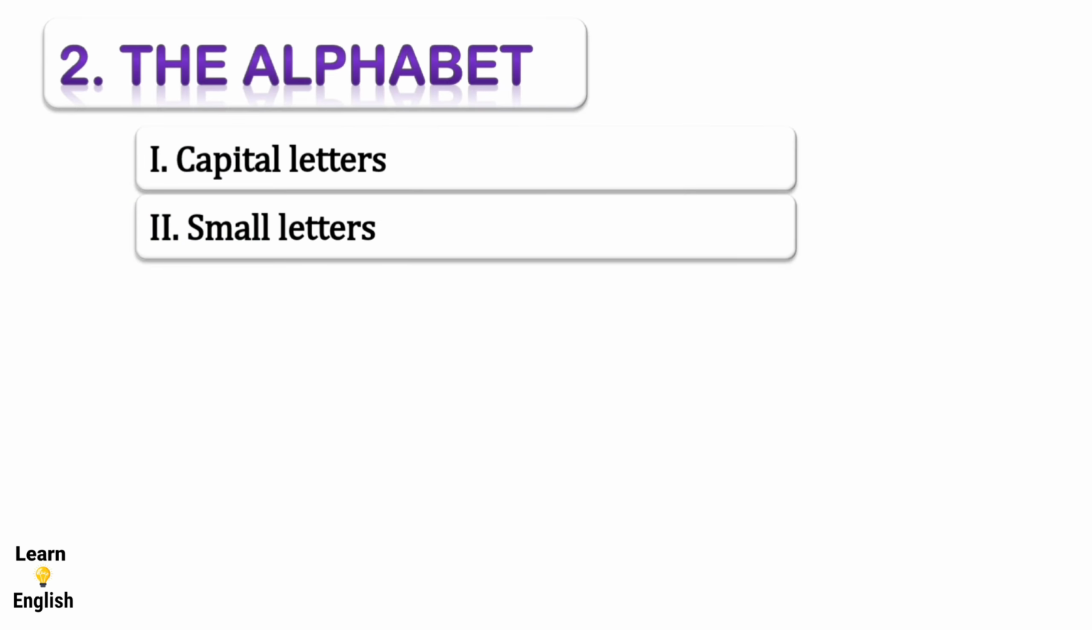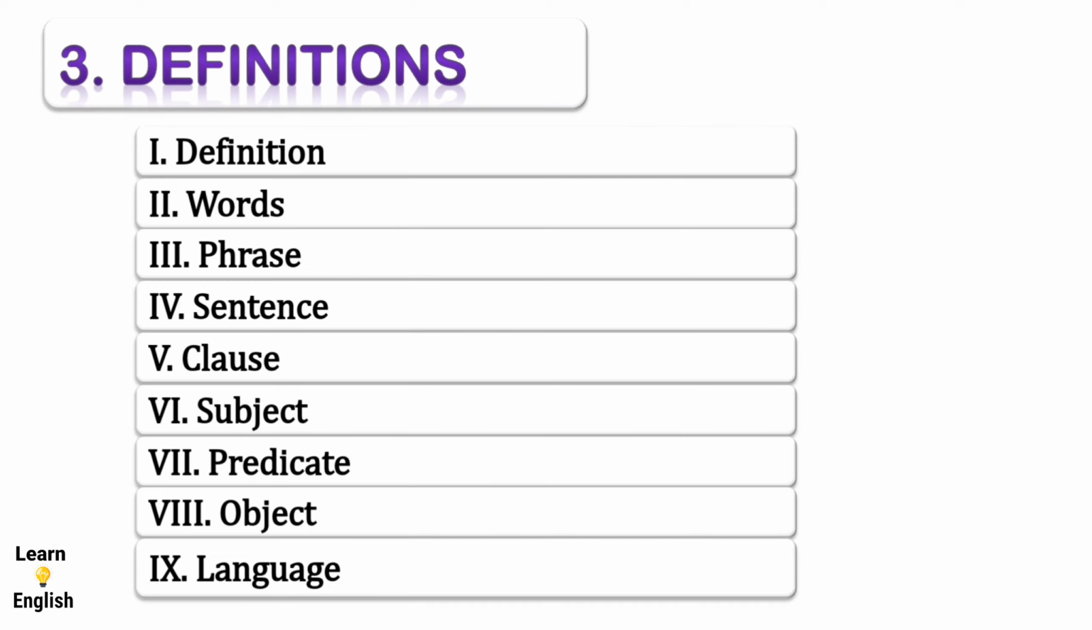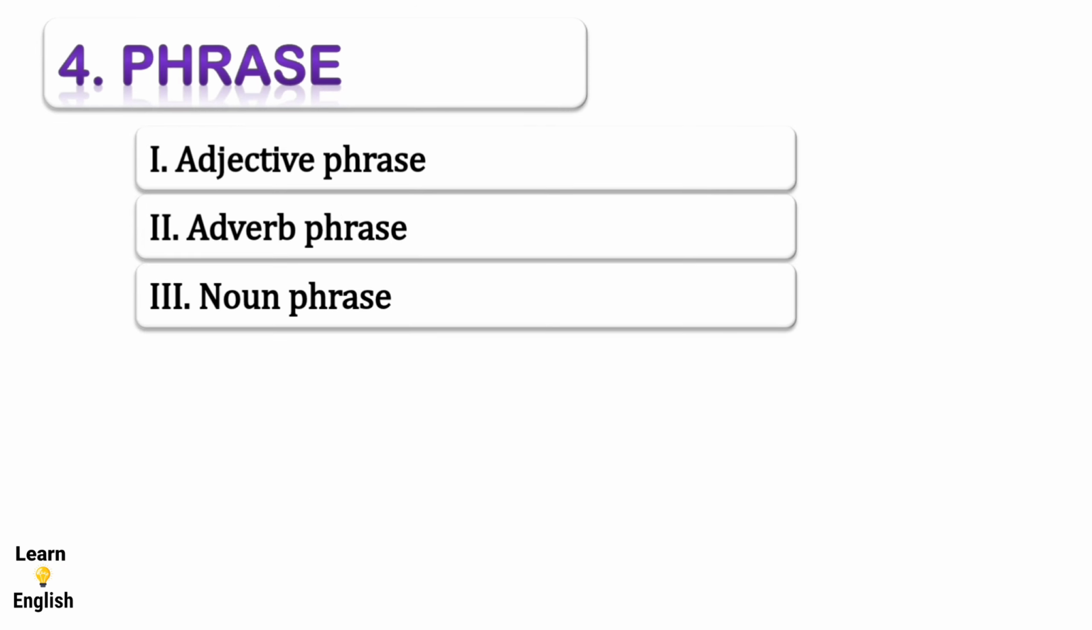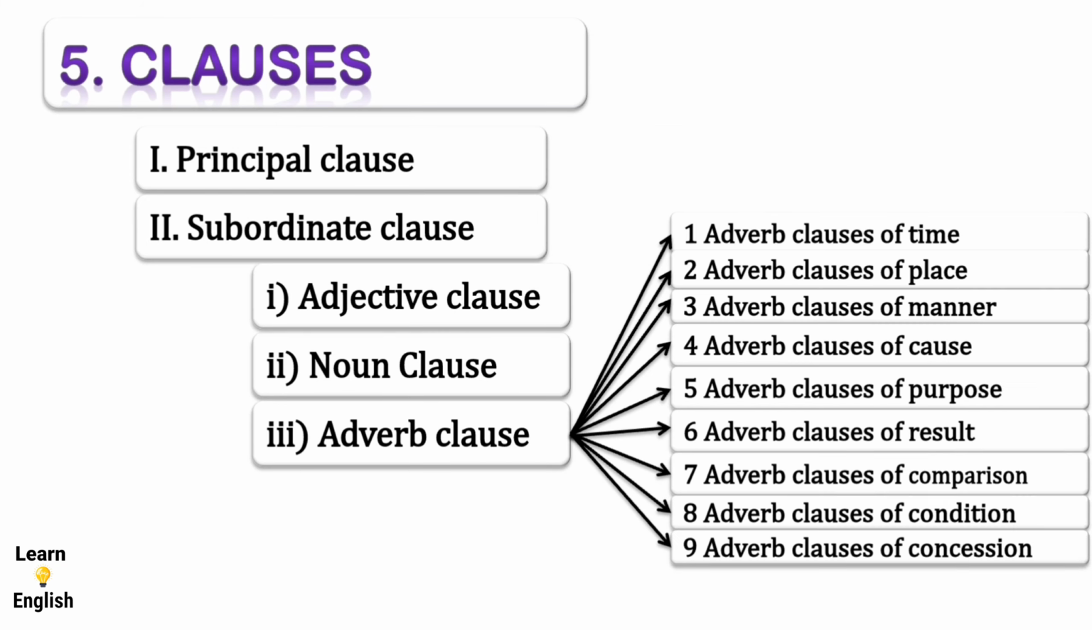After completing the alphabet chapter, we come to know that the alphabet can be written in two forms, large form capitals and small form smalls. After completing the definition chapter, we come to know the definitions of word, phrase, sentence, clause, subject, predicate, object, language. After completing the phrase chapter, we come to know the definition of phrase, identify phrase in a sentence, and identify kinds of phrases.